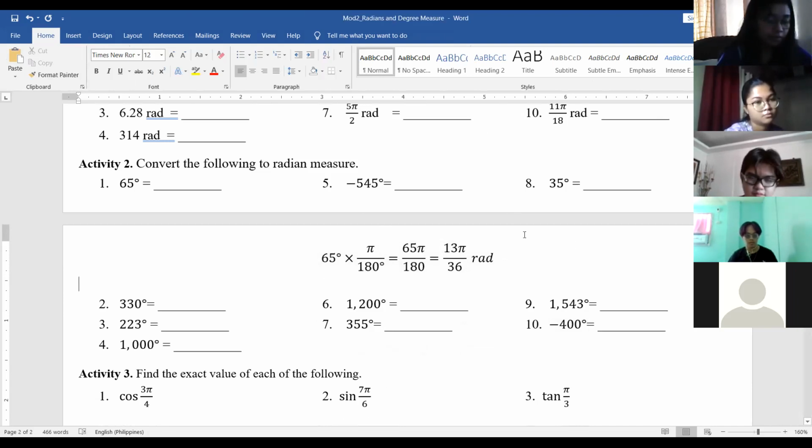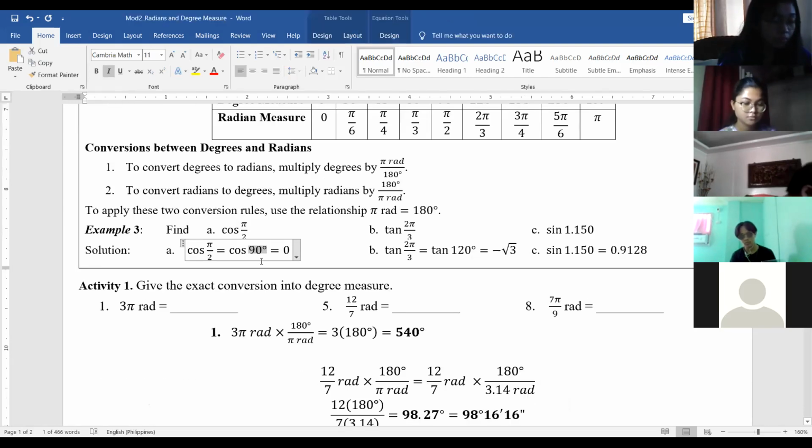With respect to activity 3, there's an example in your module which says that for you to find cosine of pi over 2, convert first pi over 2 to degree measure. So still there's the idea of conversion. So we have now 90 degrees as the value that you need to get the cosine of. And then the rest will be done with your calculator. Cosine 90 degrees, press that in the calculator, the answer is 0.